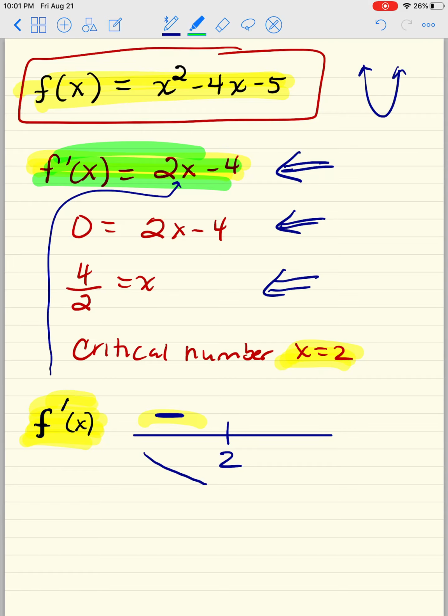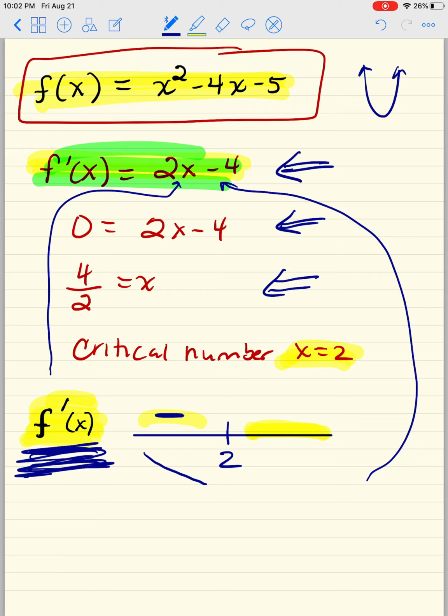Now let's pick a number that is after 2, which is 3. You could pick 4, 5, you could pick a million, it doesn't matter, but I'm going to pick 3. We're going to plug the 3 back into the derivative. That's why it's important to put this here, so you can know where to plug it in. So by plugging in 3 here, you get 2 times 3 is 6, minus 4 is 2. 2 is positive. That's all I care about. I do not care about what the value is.